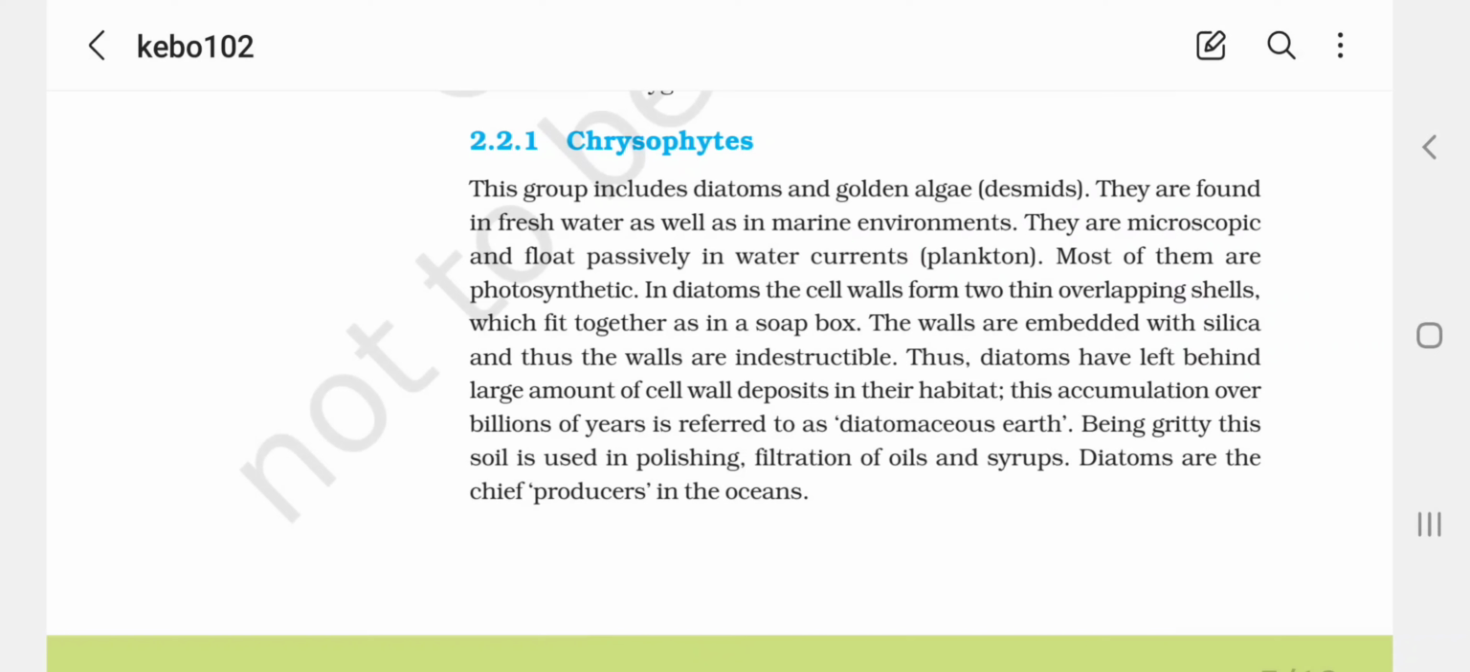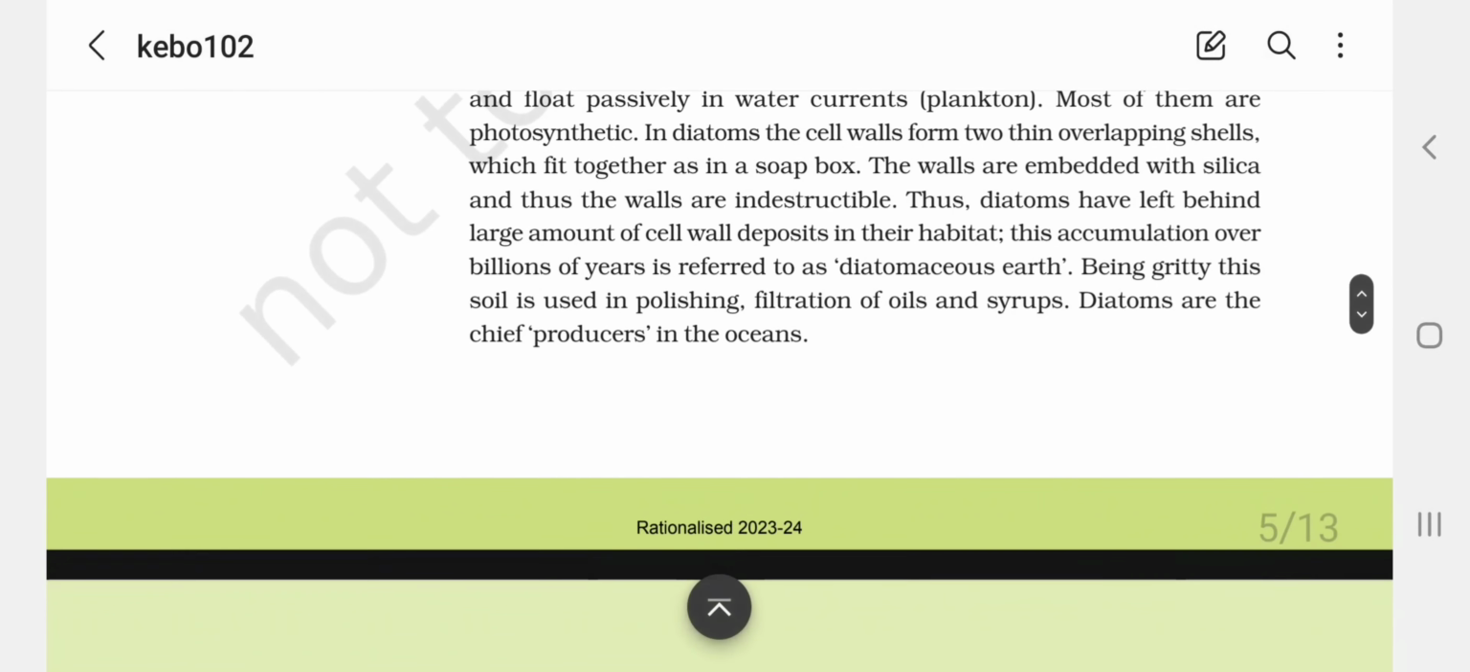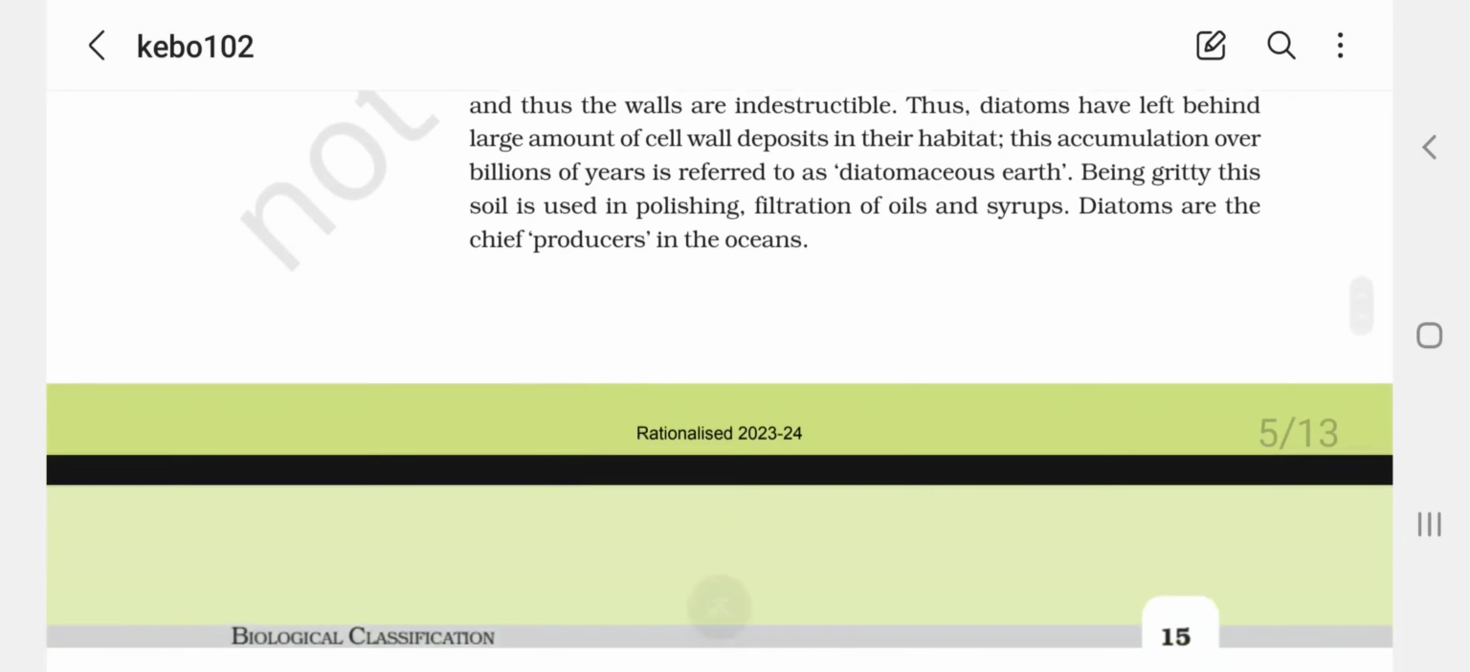In diatoms, the cell walls form two thin overlapping shells which fit together as in a soap box. The walls are embedded with silica and thus the walls are indestructible. Thus, diatoms have left behind large amounts of cell wall deposits in their habitat. This accumulation over billions of years is referred to as diatomaceous earth. Being gritty, this soil is used in polishing, filtration of oils and syrups. Diatoms are the chief producers in the oceans.